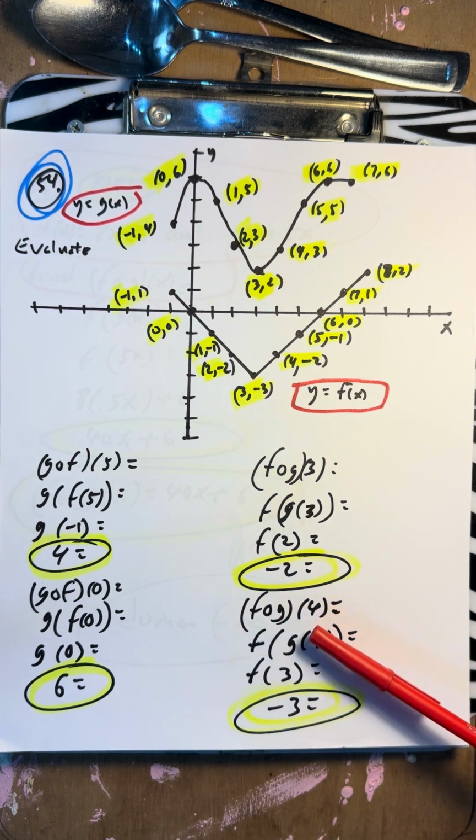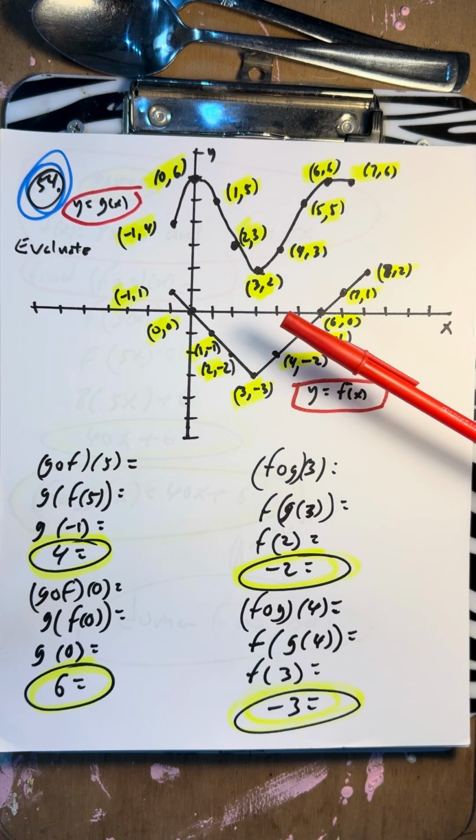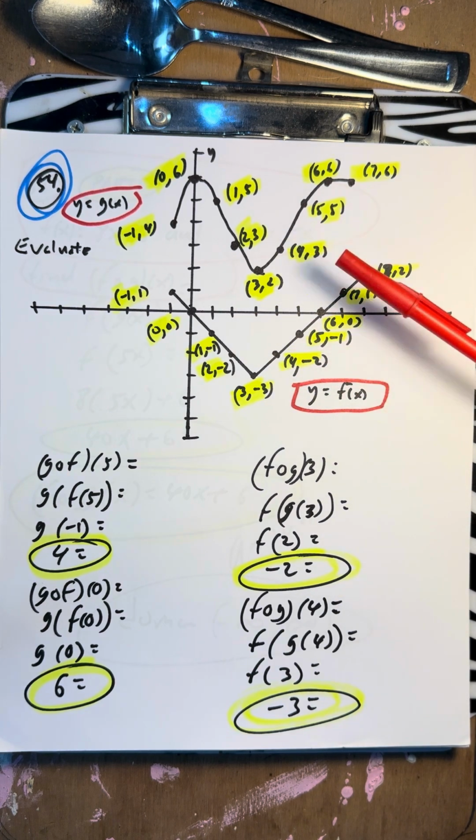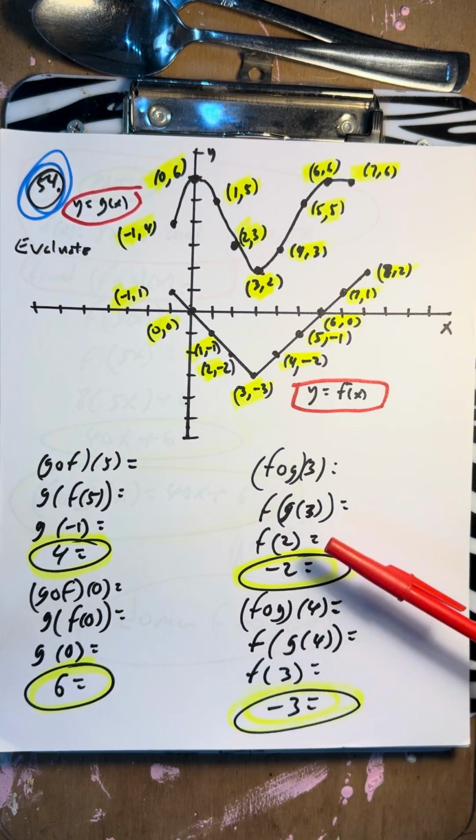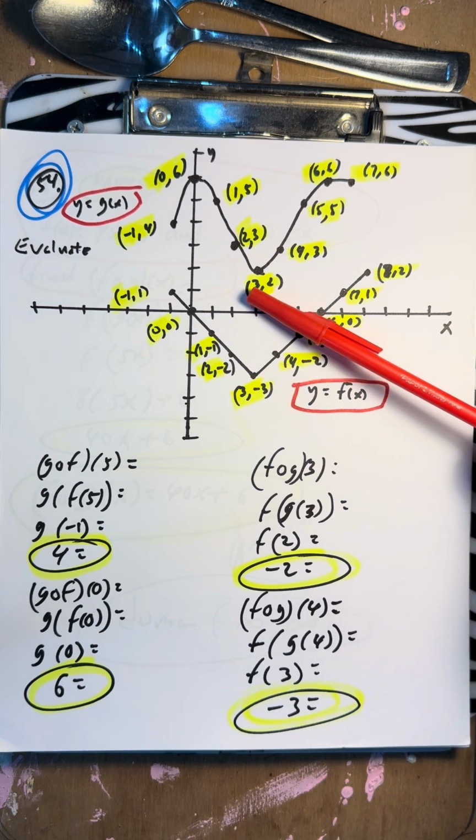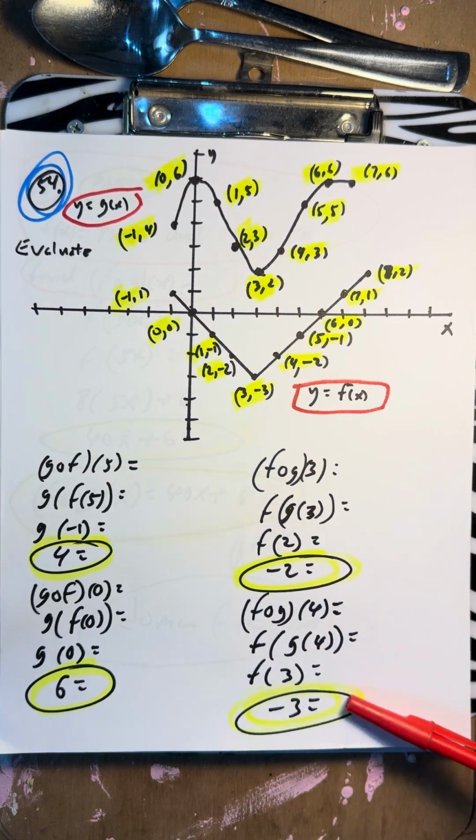F circle g of 4, that means g of 4. What is g of 4? Go to 4. G of 4 is, there it is, 3. And then f of 3, down to the function, f of 3 is -3. Okay.